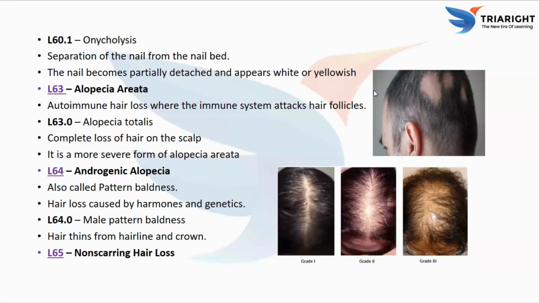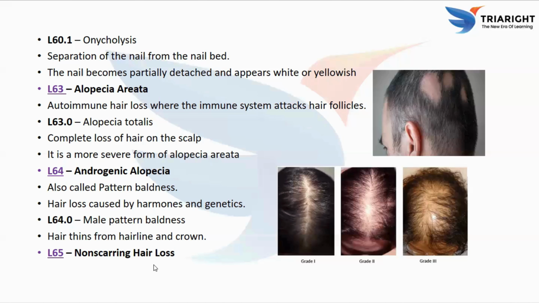It attacks the hair follicles. Whereas grade 1, grade 2, grade 3 are the male pattern baldness. This is common in males. It's showing the progressive thinning at the hairline and top of the scalp, called the crown. Grade 1 is mild thinning, grade 2 moderate thinning, and grade 3 severe thinning with the visible scalp. So next coming to code L65, non-scarring hair loss.